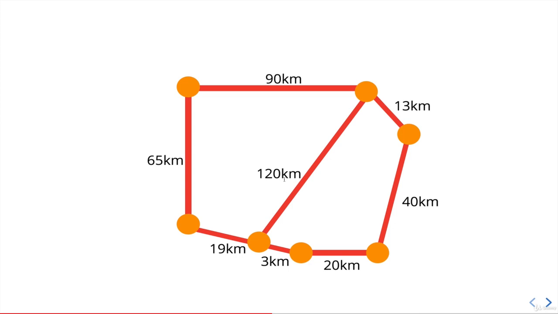So if we're trying to calculate the shortest path, we can add these. It's not to scale, by the way. I just picked random numbers, but we would add up. If we're trying to go from here to here, we could add 40 plus 20 plus 3, or add 13 plus 120, and figure out which is shortest.